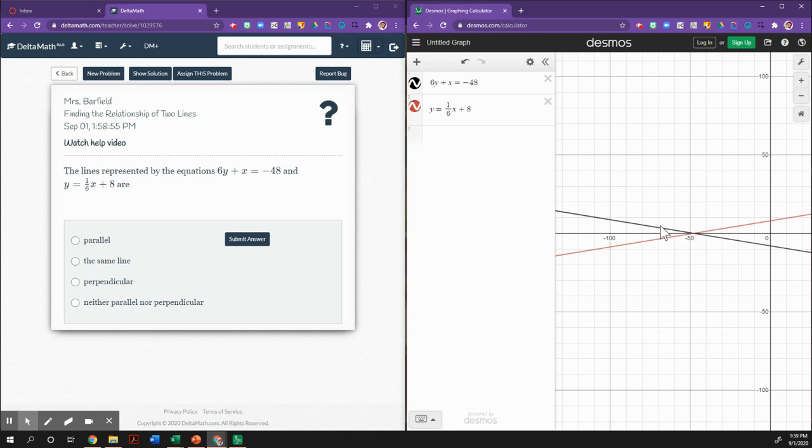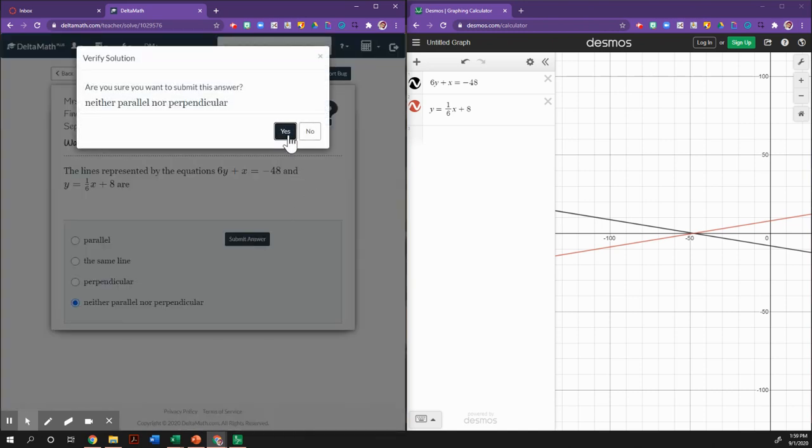That is definitely not a 90-degree angle, so they are not perpendicular. They are not parallel. They are not the same line, which means they are neither parallel nor perpendicular. They're just two lines that cross.